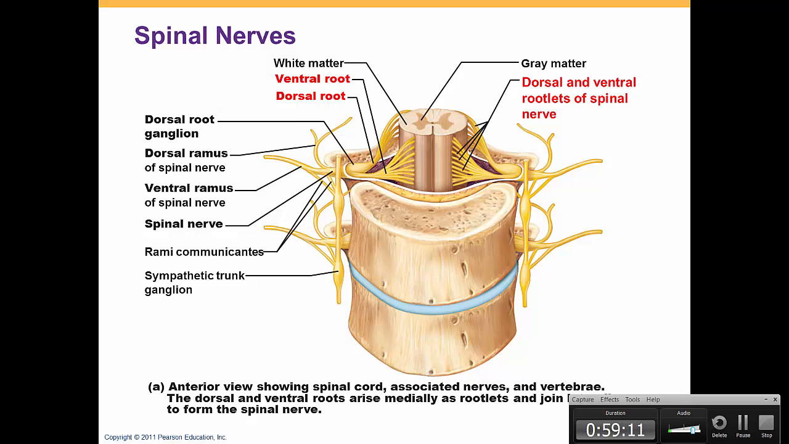So here again are my roots, and these roots are actually made of small rootlets. They come together and they make one root. Here are my ventral rootlets that come together and make one root, and these two roots make one spinal nerve.